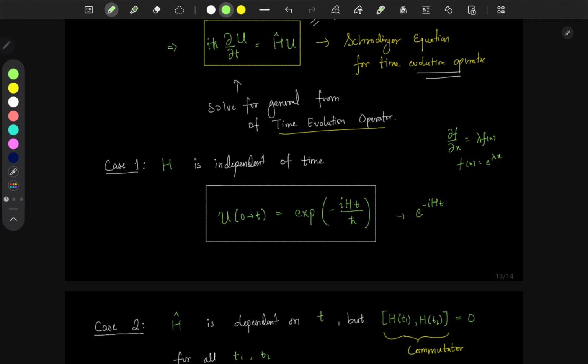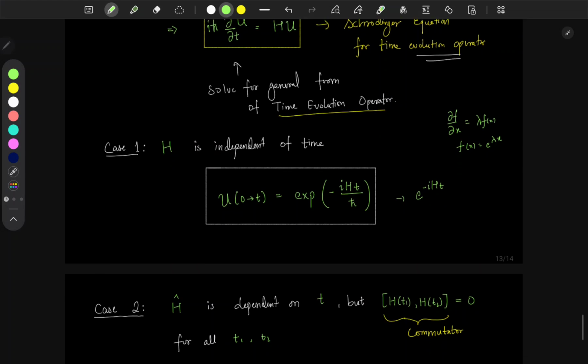over H bar. I'm dropping the hat from now on. I won't write the hat on operators, but I think it will be obvious which is an operator and which is not. And in case it is not obvious, I'll make sure that I tell you which is an operator and which is not. So this is the solution: minus i H t over H bar.